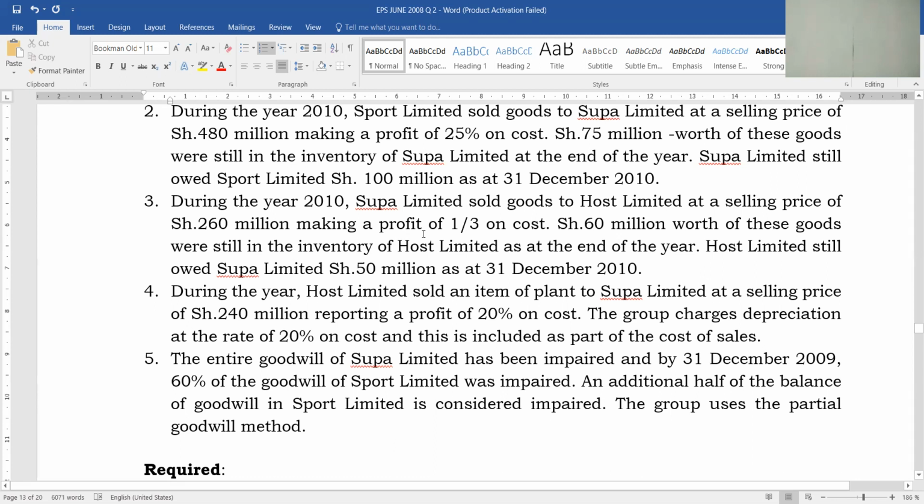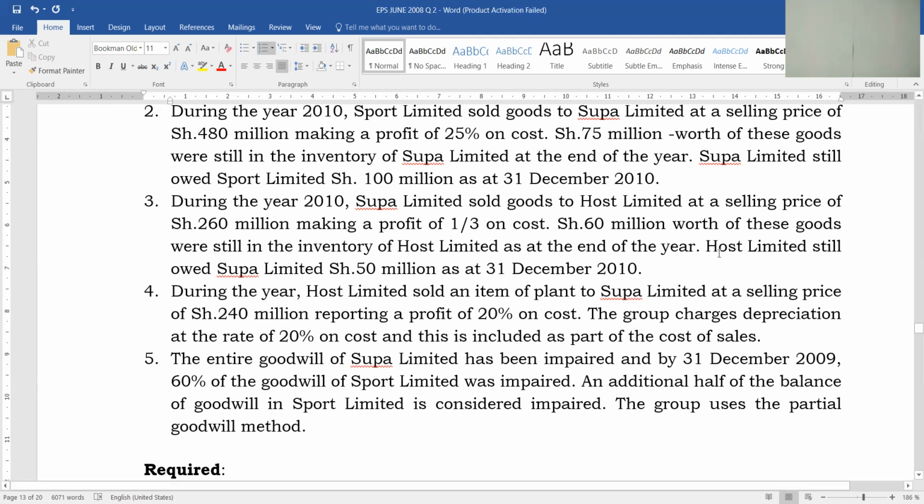But now the entity which received these goods, which is Host, never resold the entire goods by the end of the year. Because you can see here, 60 million worth of the goods. So remember the total goods was 260, but now 60 worth of the goods was still in the inventory of Host at the end of the year. So we have to compute unrealized profit on stock. So we have to determine the unrealized profit on stock, which Host never realized because he never resold all the goods he received from Super.